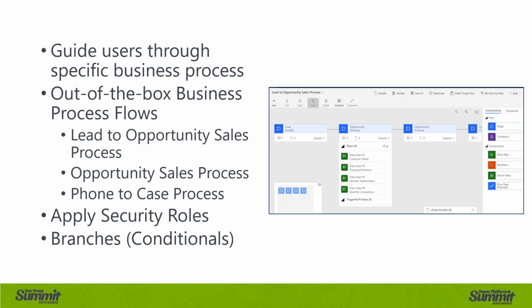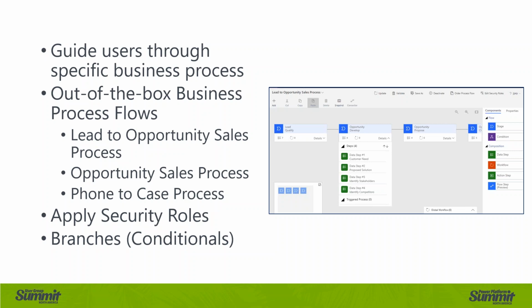It can be very useful from a customer standpoint as well, because it's an opportunity to standardize a process, the service process, the sales process, or anything else you want to create. You can have a business process flow running on any entity, an out-of-the-box entity, custom entities. You'll get a few out of the box. So I listed them here: the lead to opportunity sales process, your opportunity sales process, and your phone to case. You can take these and use them the way they are.